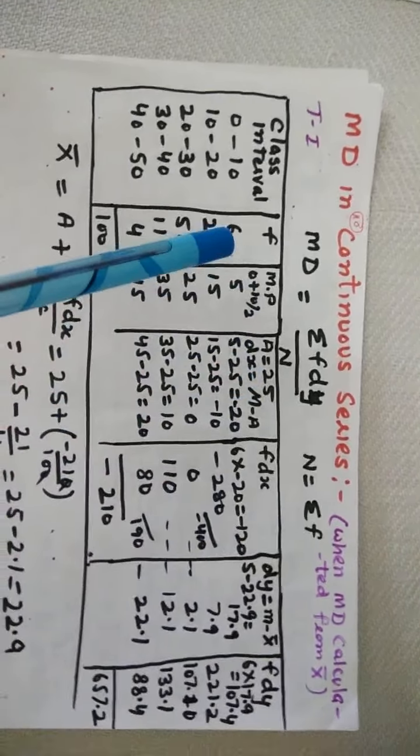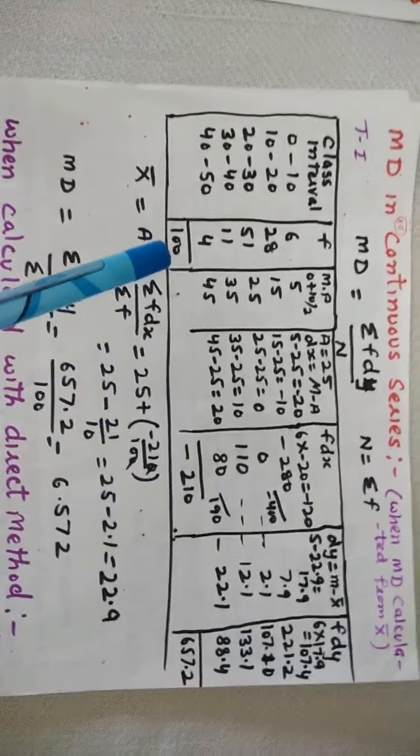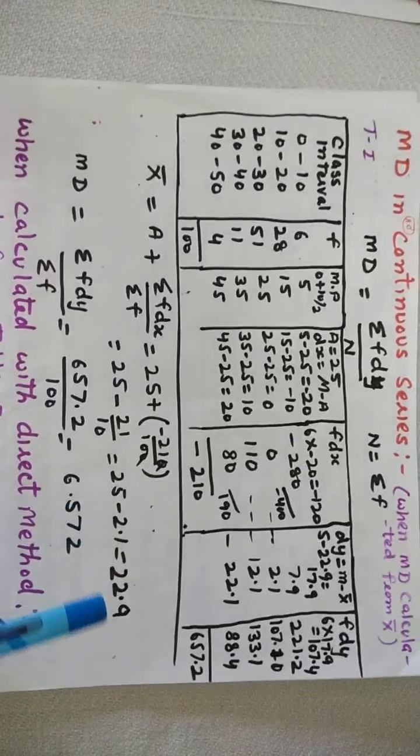Total of f dx: add the negative values and then the positive values, we get minus 210. This is done for calculating the mean, because we know that mean deviation is calculated from mean, median or mode. So first we have to calculate the mean. Mean is A plus summation f dx by summation f. A is the assumed value 25 plus minus 200 divided by 100. 100 is the total of frequency, we get mean 22.9.